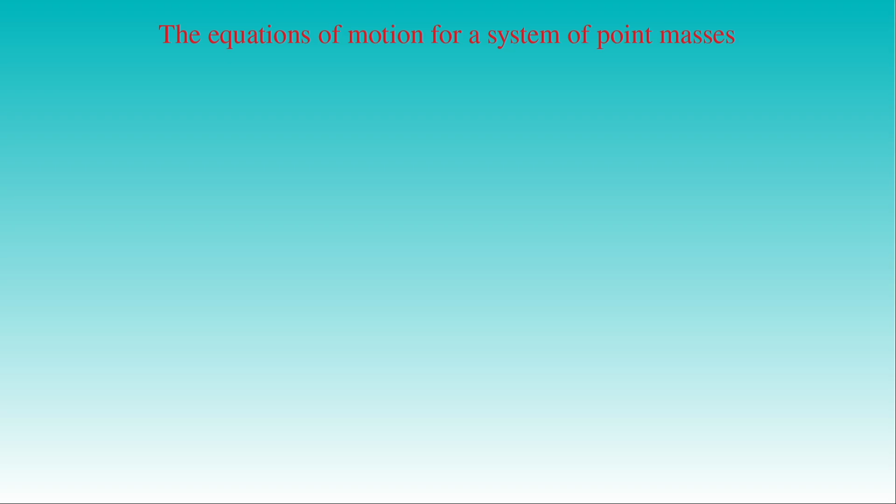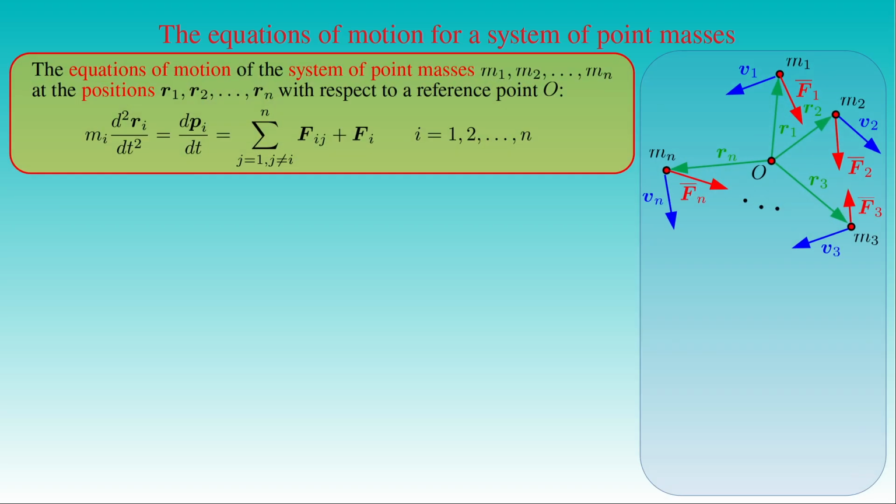As a result, we can formulate the equations of motion of a system of n point masses m1, m2, ..., mn with the position vectors r1, r2, ..., rn with respect to a reference point O as follows. The mass mi times the second order derivative of the position vector ri of the point mass mi with respect to the time t, or the first order time derivative of its momentum pi, is equal to the sum of the internal forces F_ij exerted on the point mass mi by the point mass mj from j equals 1 to n, except i, plus the net external force Fi exerted on the point mass mi by bodies that do not belong to the system. Here the index i runs from 1 to n.